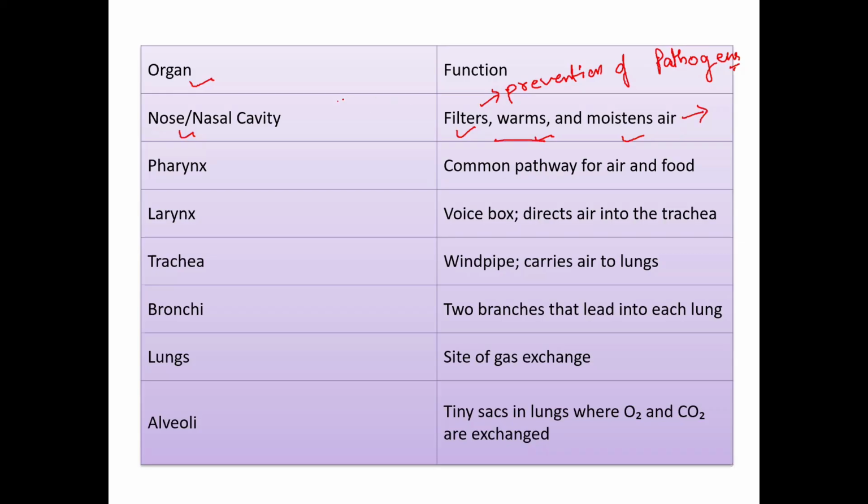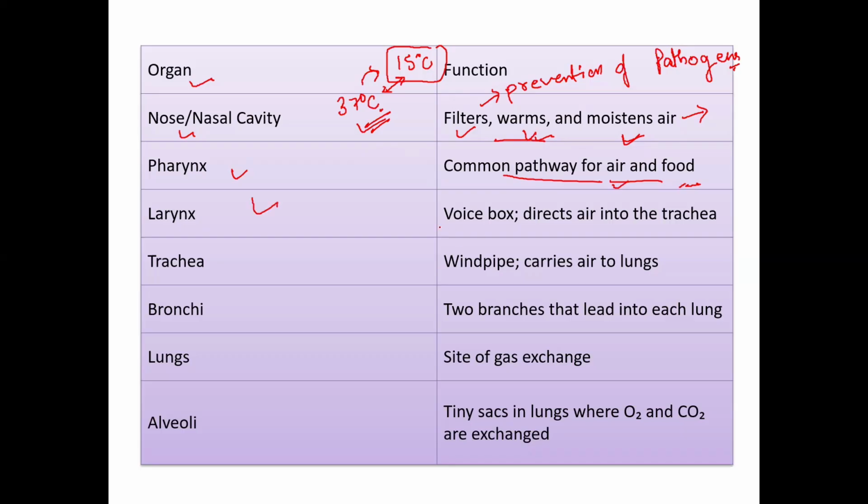Our body temperature is 37 degrees Celsius, right? But if it is very cold outside, let's assume the external temperature is 15 degrees Celsius and the internal is 37, there is a big difference of temperature. So the body needs to maintain temperature. So it warms and moistens the air, which is helpful for going inside the lungs. Then the pharynx. The pharynx is a common pathway for both food and air.